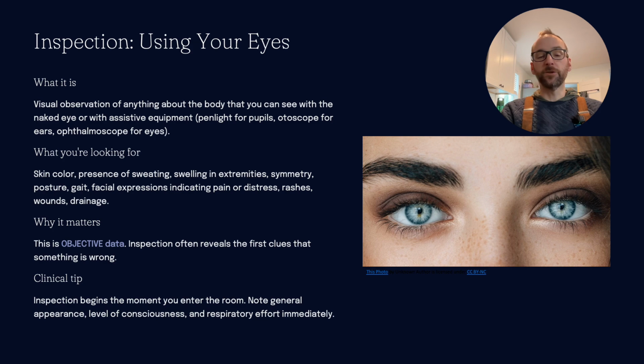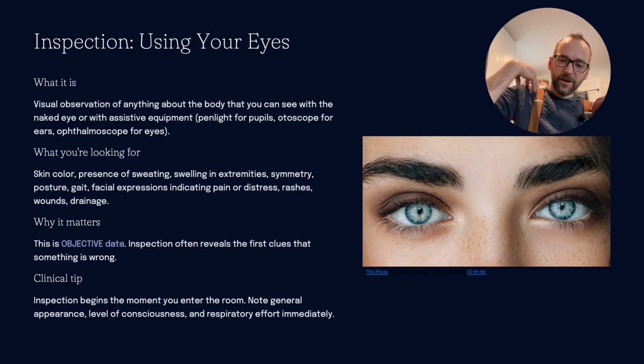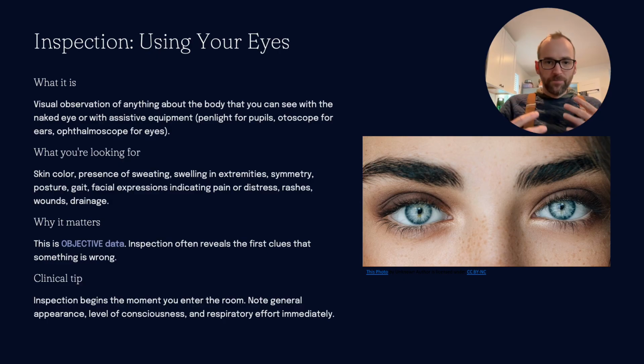So assistive equipment's like your pen light when you're checking pupils, or an otoscope, or an ophthalmoscope, which we don't go quite as in-depth on as entry-level LPNs, but depending on where you end up practicing, these could be very relevant. You're looking for skin color. Is someone sweating? You can tell that by looking. Is there swelling? You can tell that by looking. Are they symmetrical? Is one side higher up than the other, or is their chest, one side's inhaling while the other's not?